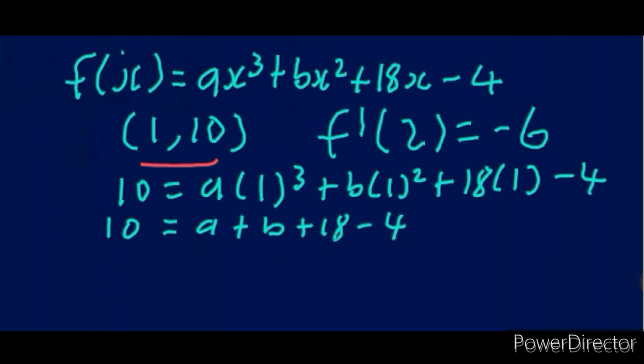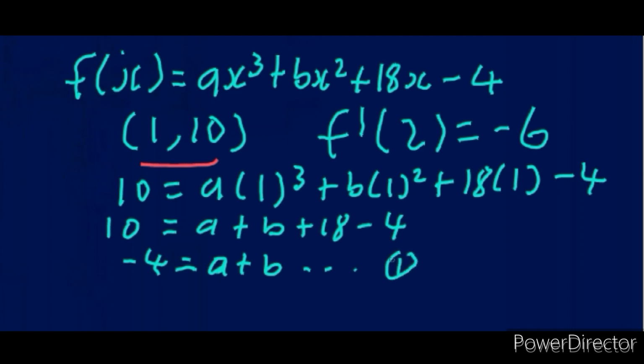If we take 18 to the other side, we're going to have 10 minus 18, which will be minus 8. If we take 4 to the other side, we're going to end up having minus 8 plus 4, which will be minus 4. So therefore, a plus b is equal to minus 4. So this is what we have so far. We've got a plus b equals minus 4, and this is going to be our first equation.